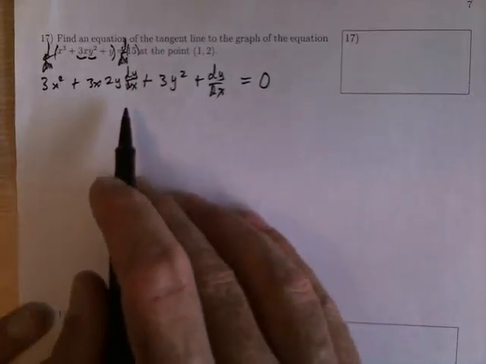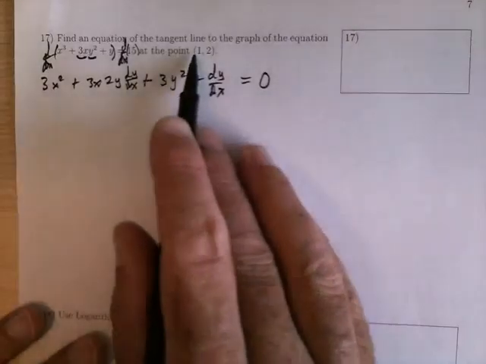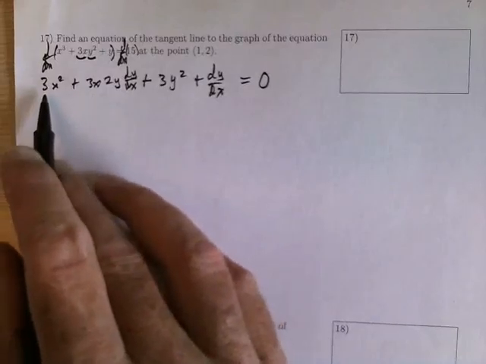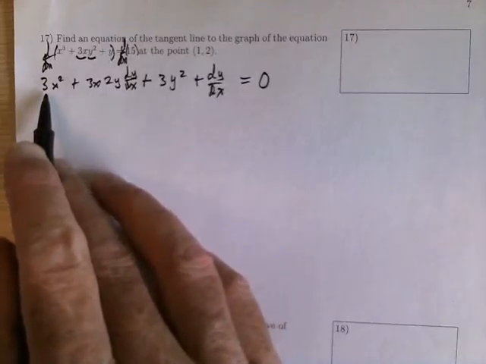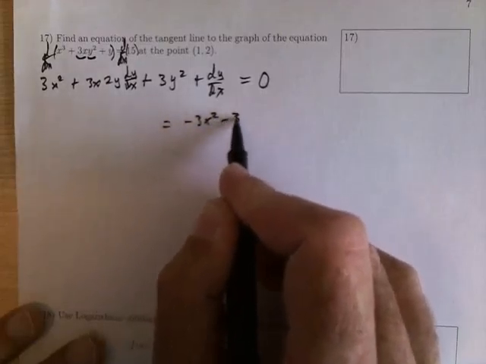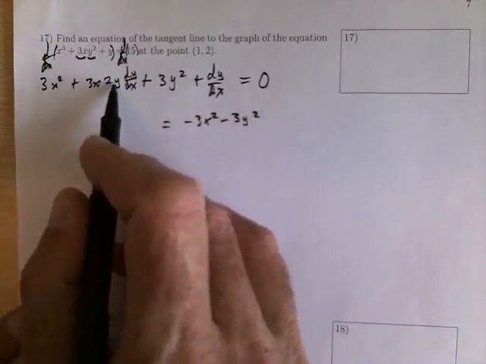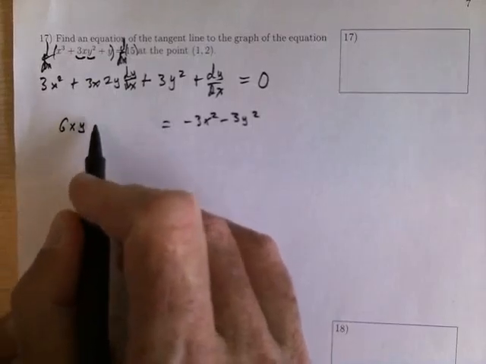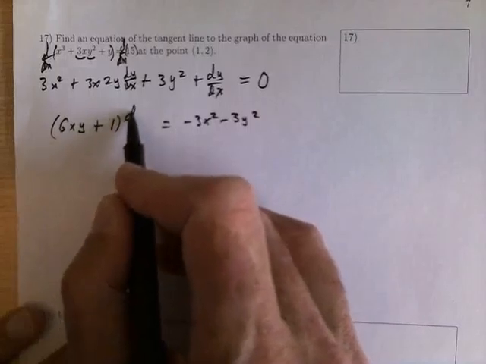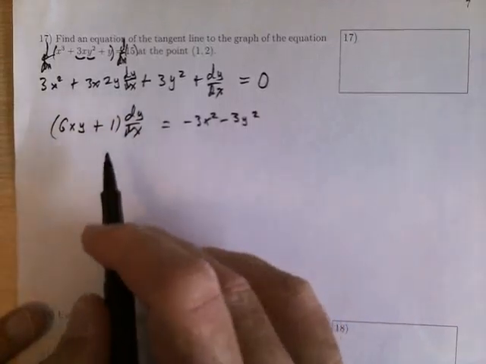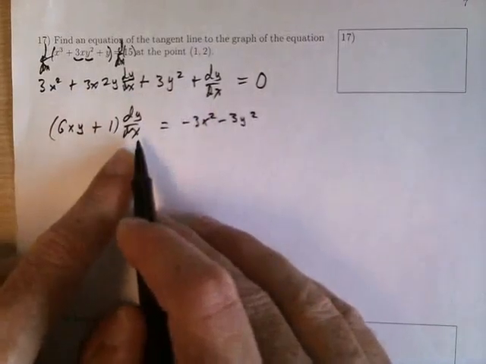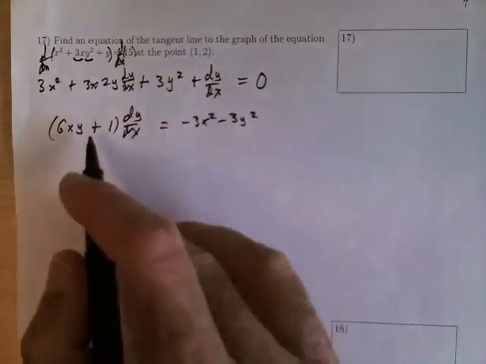At this point, I can either solve for dy dx first, or I can plug in my points first. I'm going to solve for dy dx first. I'm going to take the things that don't have dy dx over to the other side. So I've got a minus 3x squared. And a minus 3y squared, this is a 6xy that's still here, and there's a plus 1 there. Both of those are multiplied by dy dx. Right? I've already taken these two and factored out the dy dx, and then divide by that.